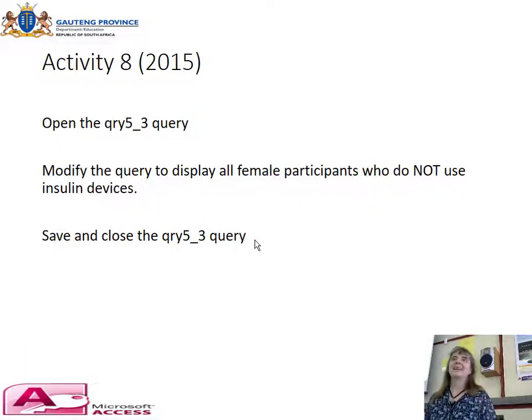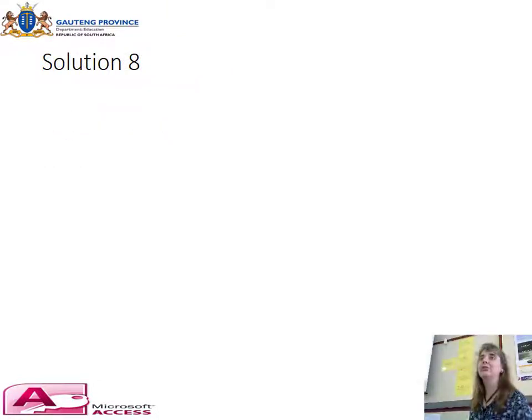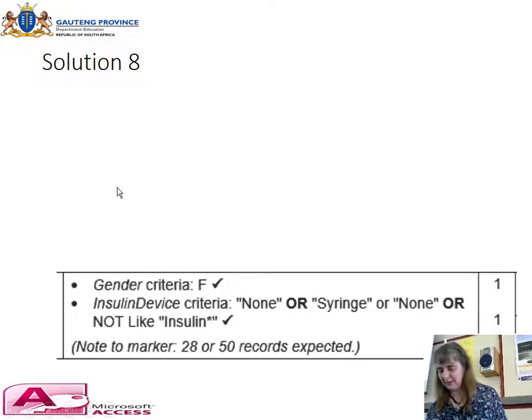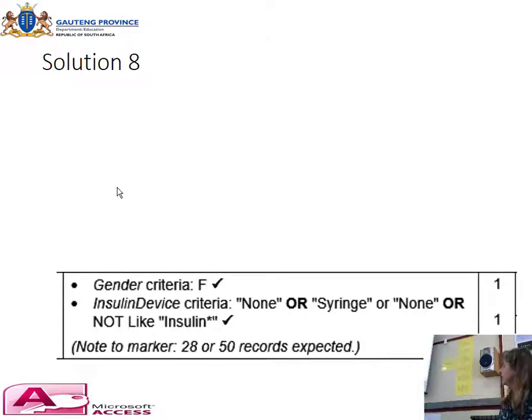Activity 8. With the queries, after everything we did, we've got a small little activity to do, if we get closer to the time. Okay, here we go. Question 8. Gender criteria need to be F. Insulin device criteria is either none, or syringe, or none, or not like insulin. Now remember, these ORs here are not the Access ORs. That's the other examples of how the learner could have done it.